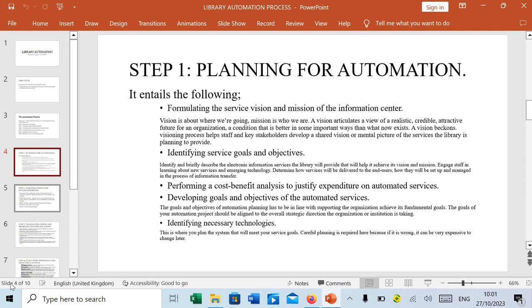so that you'll be able to capture their vision and the mission. Also, you're supposed to identify the service goals and objectives of the information center. In this case, we are talking about the library as the information center, so that you are able to achieve their mission. The vision and the mission also assist in saving the cost or the expenditure of the automation process.